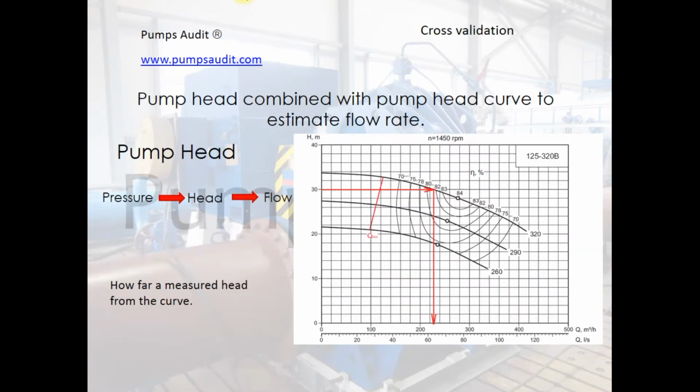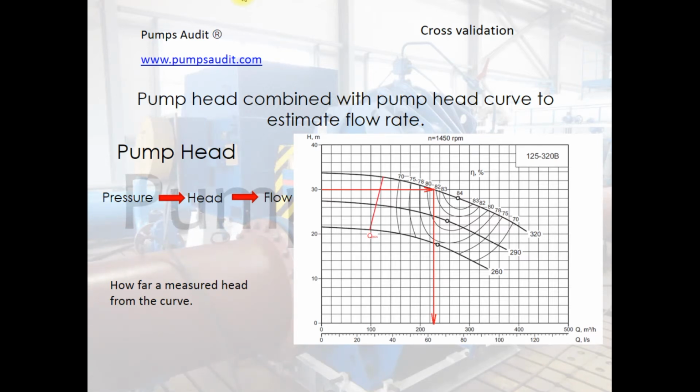It is highly recommended to have pump characteristics. It can be a manufacturer's test report, or a curve from the catalog. For example, if we have the value of the pump head and the curve of the pump, we can define the position of the operating point on the QH curve. We can define the flow, we can define the power and so on. Or, if measured values are far from the curve, understand that measurements are not correct.